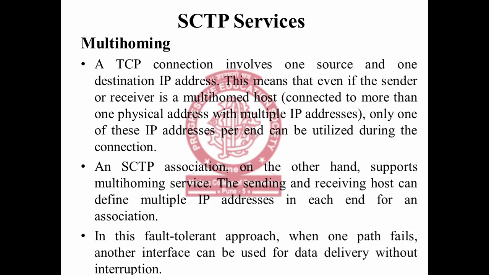Another service is multi-homing. As I said, TCP involves one source and one destination IP address. An SCTP association supports multi-homing service. The sending and the receiving host can define multiple addresses at each end for an association. So SCTP gives a fault-tolerant approach. When one path fails, another interface can be used for data delivery without interruption.